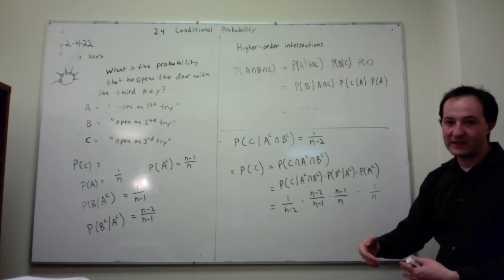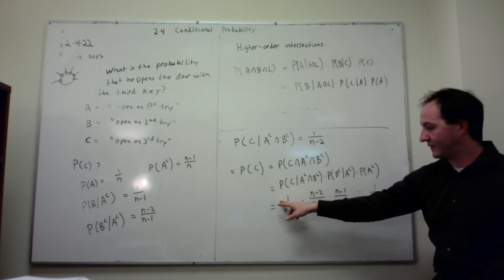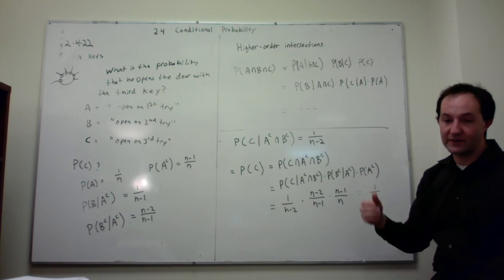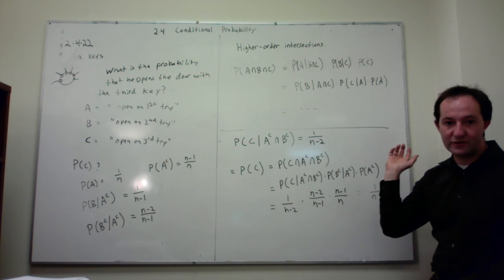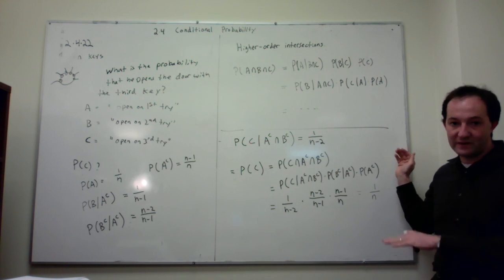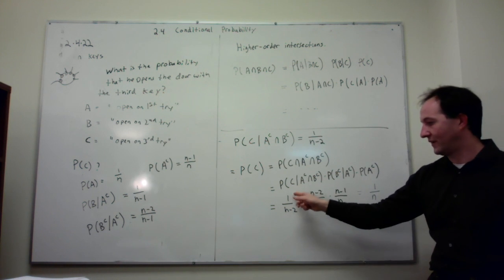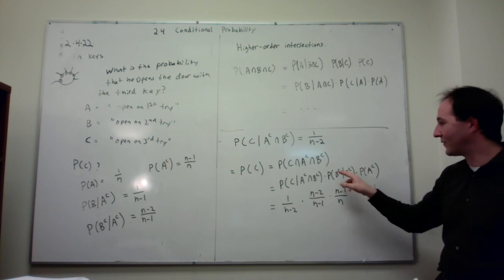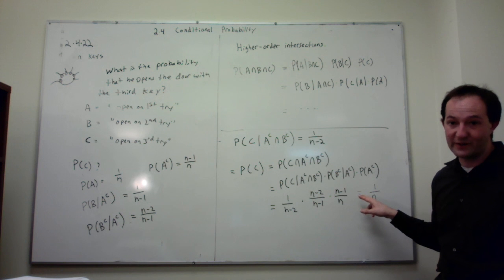So there are n minus 1 keys, and n minus 2 of them do not open the door. And then this is the probability that he succeeds on the third try, given that he's failed on the first 2 tries. Conditioning on the first 2 tries failing puts us in the situation of him having n minus 2 keys, one of which opens the door, and that's that conditional probability. So the overall unconditional probability of him opening the door on the third try is 1 over n.